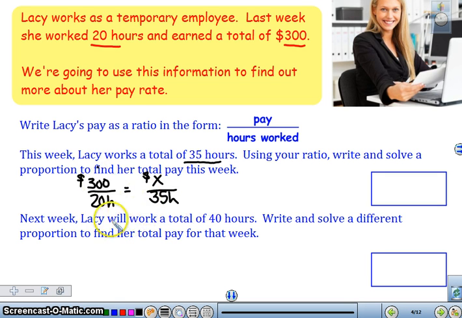Now, a couple ways of doing this. Could we find our unit rate? We could take 300 and divide it by 20. So I'd like you to do that right now. If we do that, our unit rate is going to be $15 per hour. And if we have just worked for 35 hours, we are going to take 35 hours times the $15.